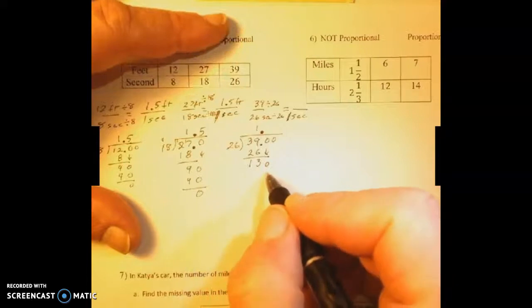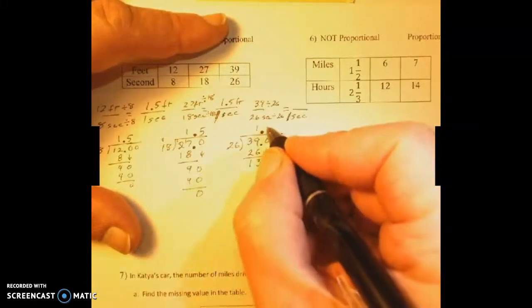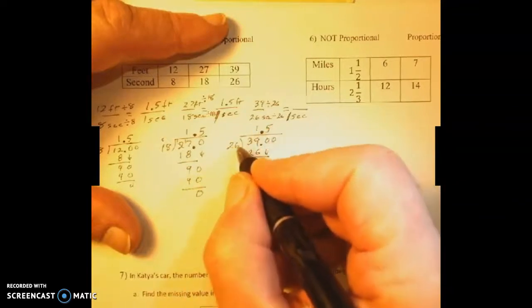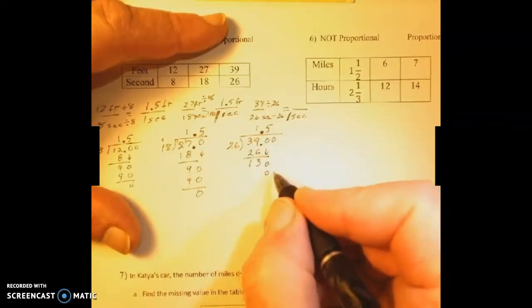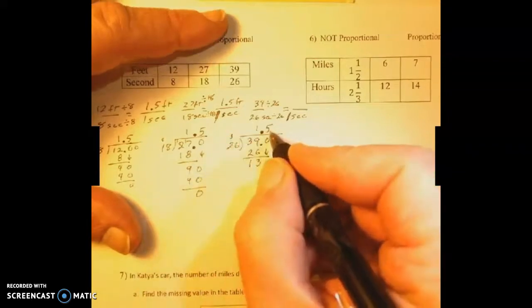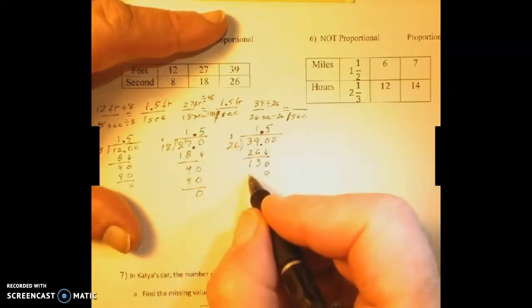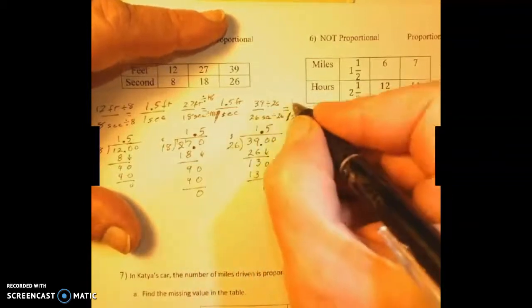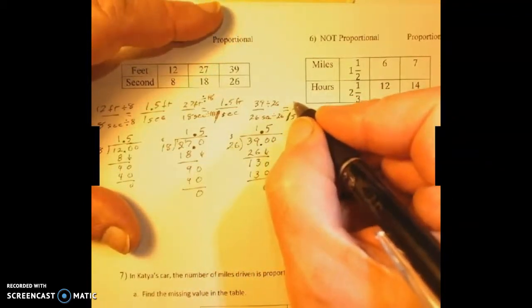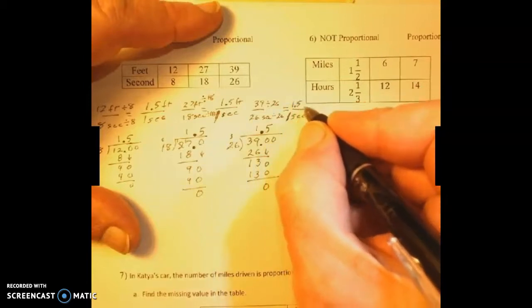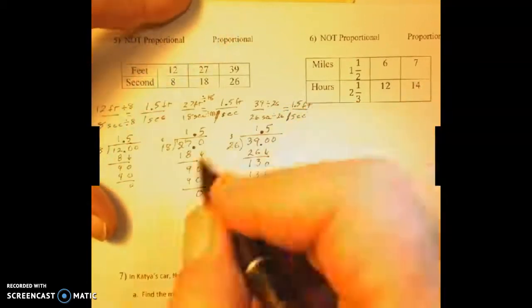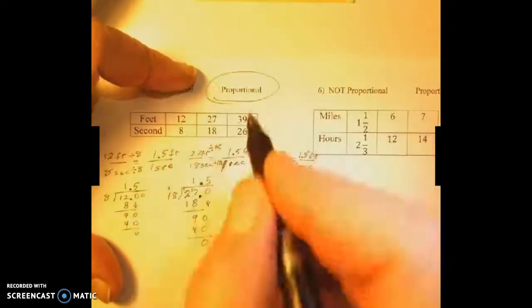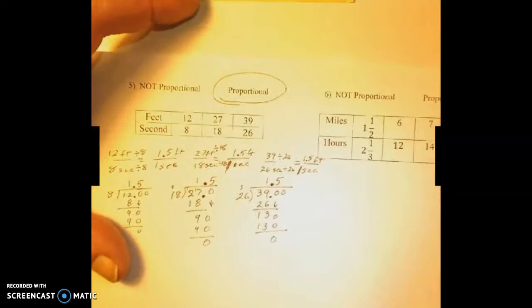26 goes into 130 exactly 5 times again. 5 times 6 is 30, carry a 3. 5 times 2 is 10, plus the 3 is 13. Subtract, you've got nothing left over. Your rate is, again, 1.5 feet per second. The unit rates are all the same, so this is a proportional relationship.